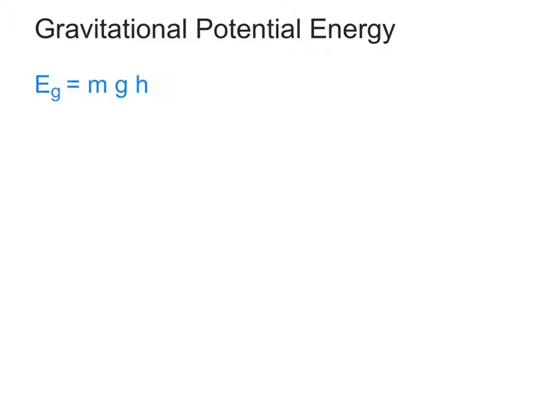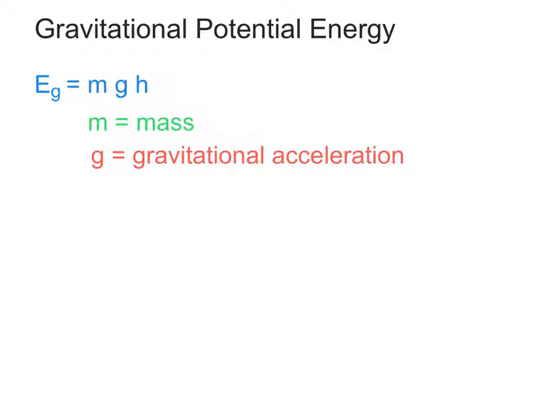To use this equation, we need to remember that m is referring to the mass, g is referring to the gravitational acceleration. It's important to understand that that's the gravitational acceleration and not the force of gravity, which is the weight of the object. Remember, gravitational acceleration on Earth is approximately 9.8 meters per second per second. And finally, h refers to the height of the object above the surface.